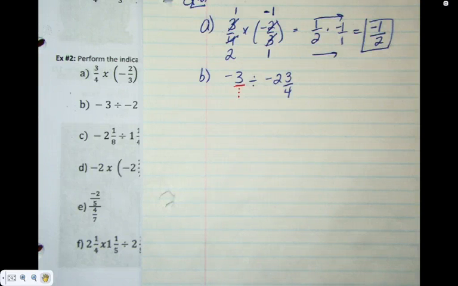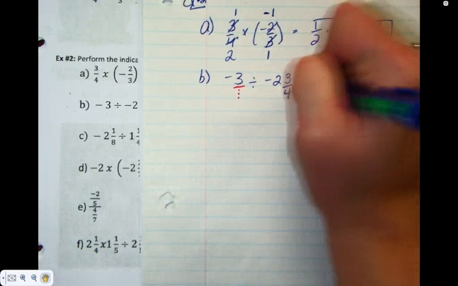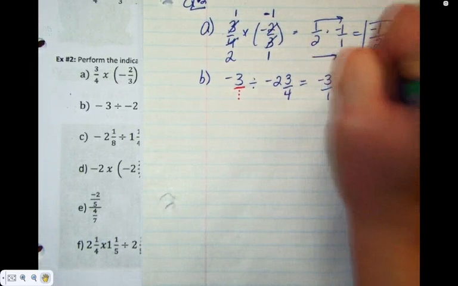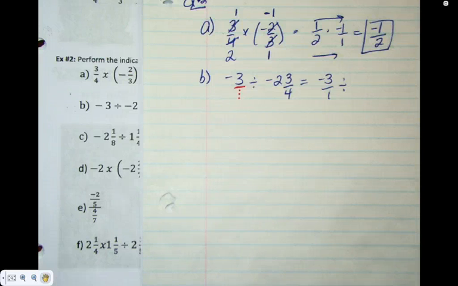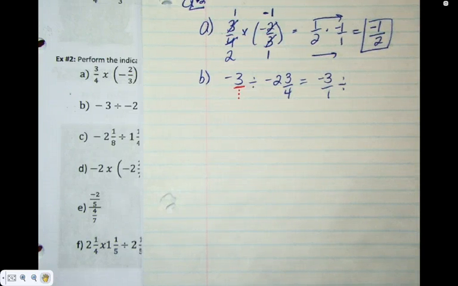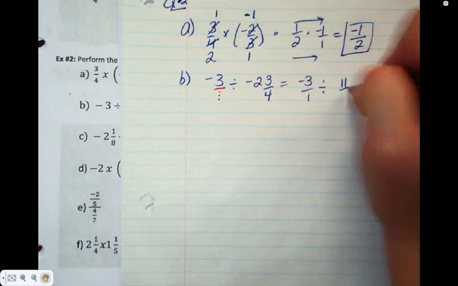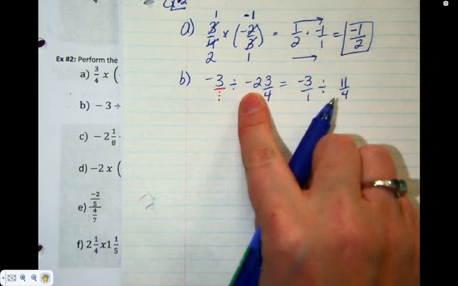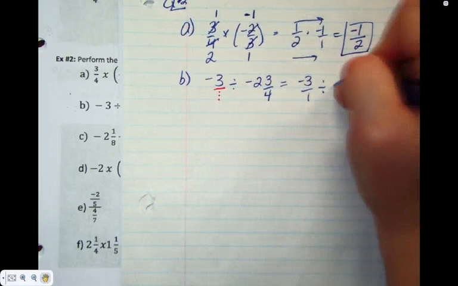Okay, step number 1 for division is the same as step number 1 for multiplication, is the same as step number 1 for adding and subtracting. What's always, always, always your first step? Change to improper. So the negative 3 over 1 is going to stay. 4 times 2 plus 3. And what happens to that negative that was in front of the 2? He just stays in front of the 11.